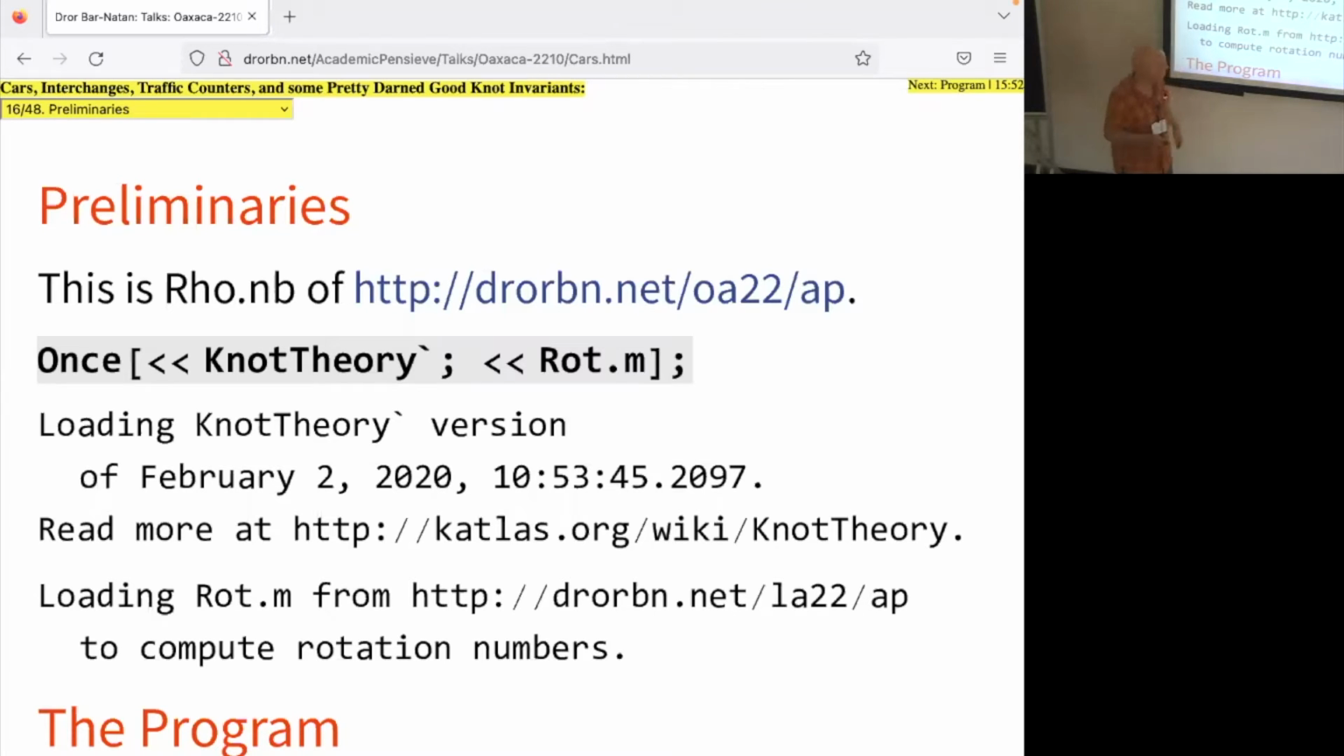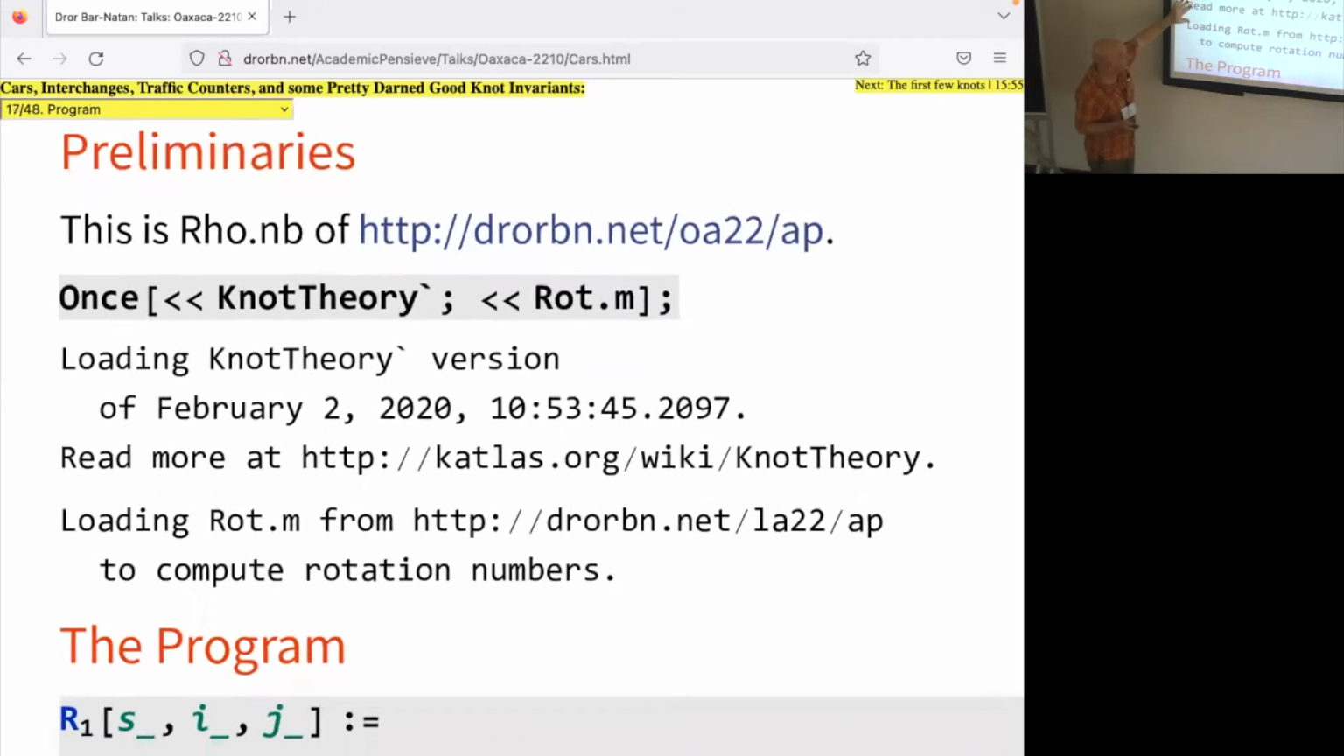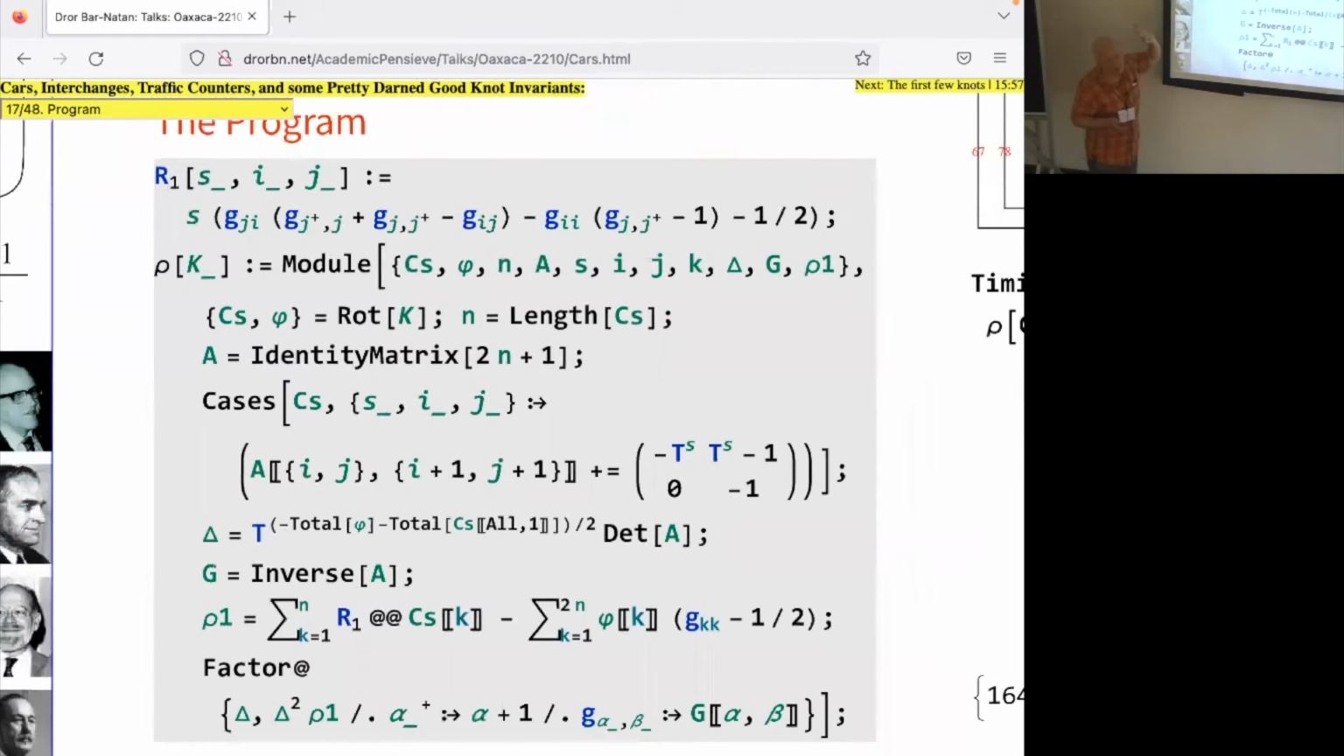That's nothing. So I load these preliminaries, and here is the program that implements everything that I said so far. First of all, here is the definition of R1, and you can compare it with whatever I had on the board before. It's identical. Then the program rho of K does the following. Given the knot K, it computes its list of crossings and its rotation numbers. This is done by this library function. Then it computes the length of the list of crossings, calls it n, the number of crossings.